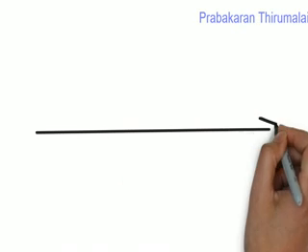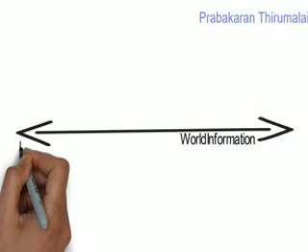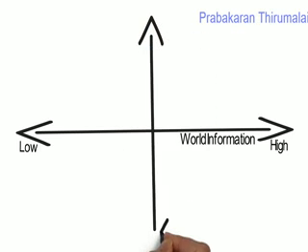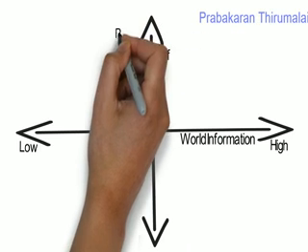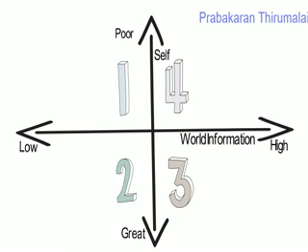Let us take our awareness of the total information available in this world in the x-axis. The left side indicates lower awareness and the right side indicates higher awareness. The y-axis represents one's knowledge. Anything at the top indicates that knowledge is poor and the bottom part indicates that knowledge is great. Now let us split this into 4 quadrants to represent people's knowledge.